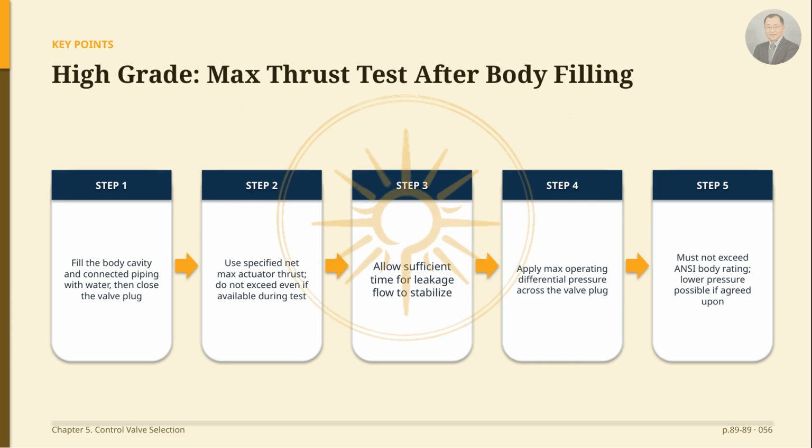Next is the testing procedure for more stringent classes. In this case, the entire valve body cavity and connected piping are filled with water, and then the valve plug is stroked to the closed position. The thrust used is the net specified maximum actuator thrust, and no more thrust is applied even if it is available during the test. Sufficient time is then allowed for the leakage flow to stabilize. The applied pressure is the maximum service pressure drop across the valve plug, which must not exceed the ANSI body rating, although a lower pressure may be used if agreed upon by the user and supplier.